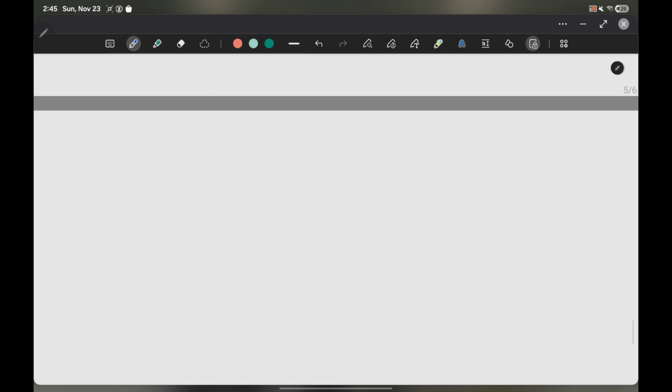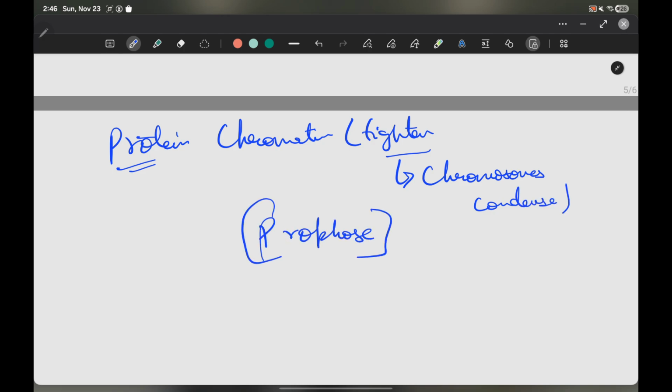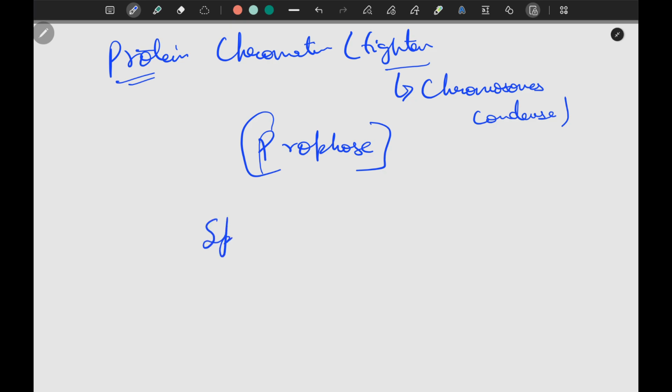Secondly, what does this do? MPF also activates the proteins that make chromatin tighten and condense. You can say chromosomes get condensed here. This happens in prophase. Furthermore, the spindle forms at the metaphase plate.